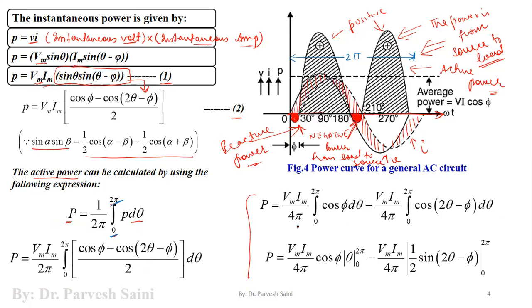We can divide this into two parts. One is Vm Im divided by 4 pi, because this 2 will be multiplied here with this one, so we have 4 pi here, and then we have cosine of phi d theta. This is a constant factor. And then we have cosine of 2 theta minus phi d theta. Here you have the integration of d theta as theta, and the limits are 0 to 2 pi, and here also 0 to 2 pi.